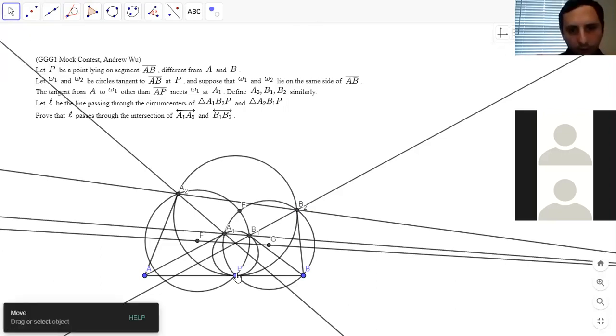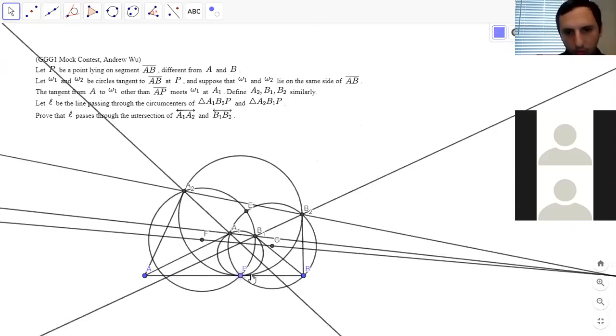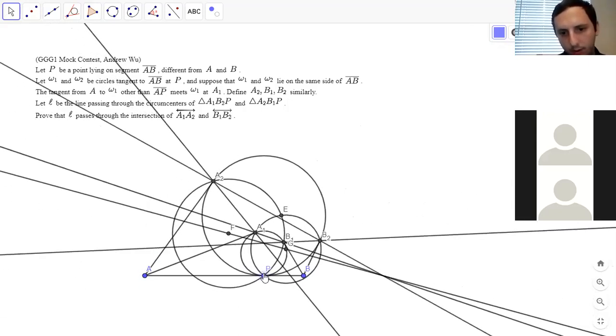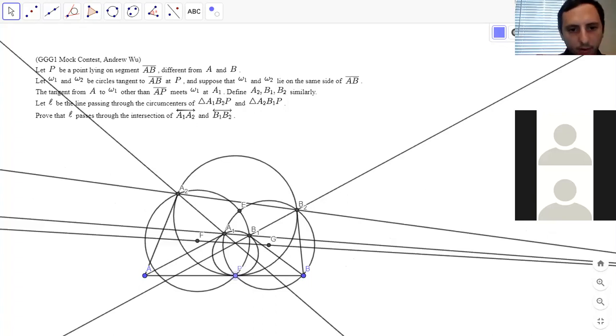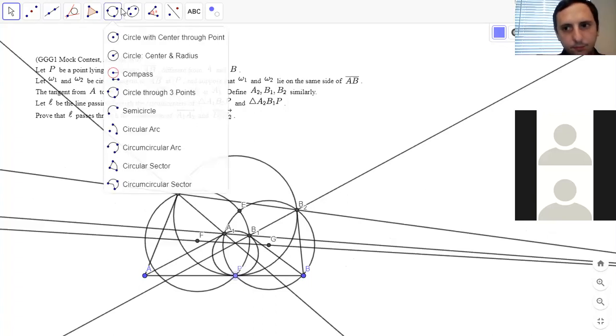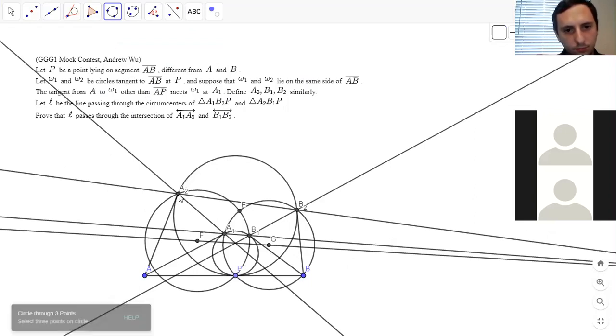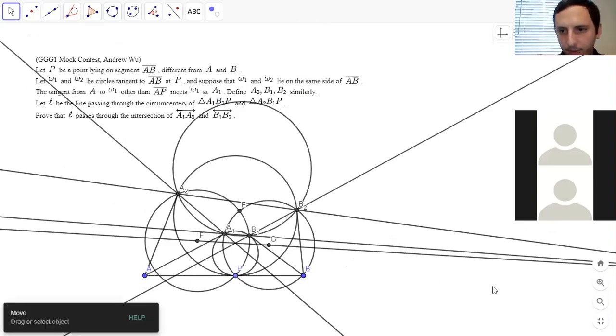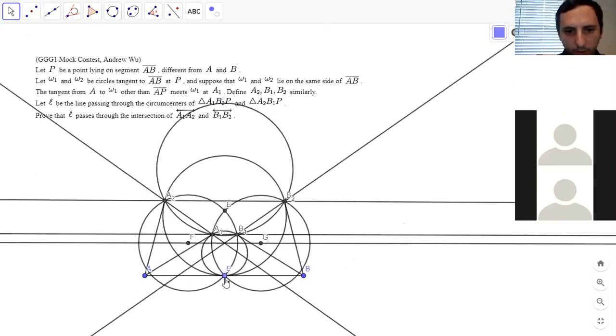Let's move the diagram around a little bit. It looks like they are concurrent. Yeah. Interesting. Is A2, B2, B1, A1 cyclic? Yes. So maybe we show they're concurrent and then we use power of a point or something like that.